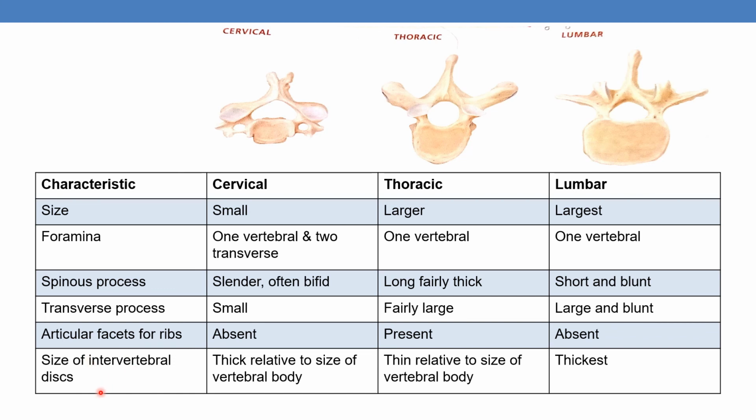Coming to the size of intervertebral discs. The intervertebral disc of cervical vertebrae is thick relative to the size of the vertebral body, whereas the thoracic intervertebral disc is thin relative to the size of the vertebral body. The lumbar vertebrae have the thickest intervertebral discs. Lumbar vertebrae are largest in size and have the thickest intervertebral discs. These are the brief comparison points between all three vertebrae: cervical, thoracic and lumbar.